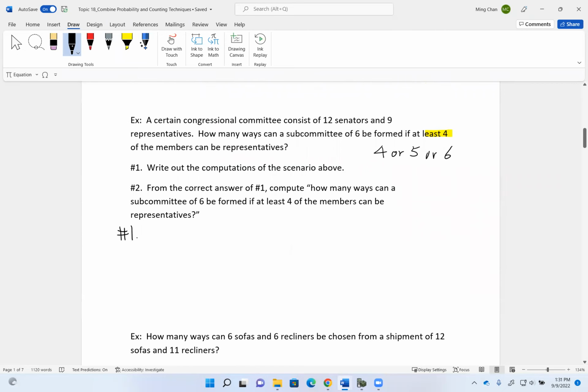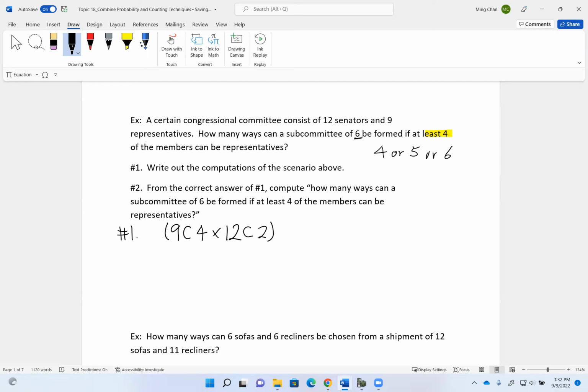Okay, so let's do 4. Let's just think about 4. There are 9 representatives. Choosing 4 of them, it doesn't matter in what order I choose first, second, third, or fourth, so that's a combination. Followed by, there are 12 senators. Remember, I'm only choosing 6 people, right? If 4 of them are representatives, the other 2 have to come from the senators, using combination, because who I pick first does not matter. So this is 4, followed by, excuse me, not followed by.